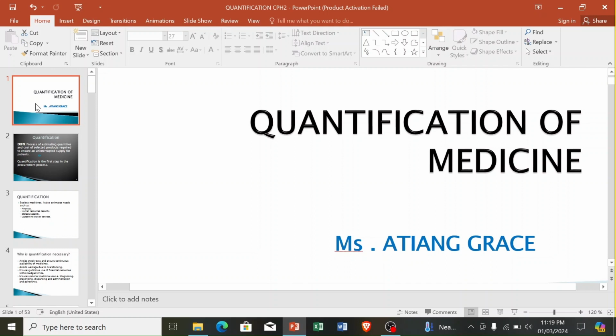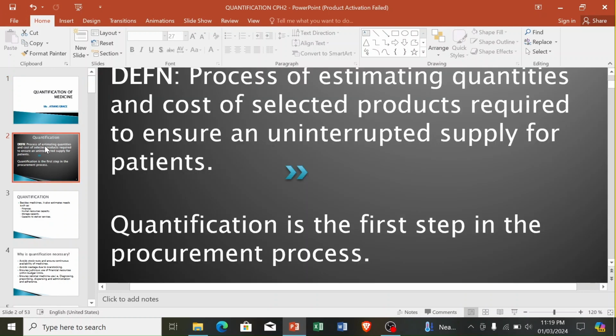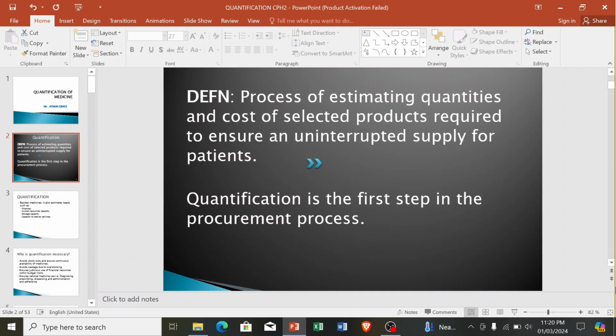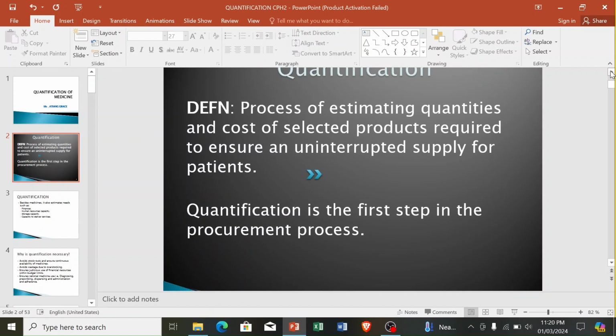Quantification is that specific process that we are going to use to estimate their different quantities. So let us look at what the definition is. Quantification is the process of estimating quantities and costs of selected products required to ensure uninterrupted supply for patients. Quantification is the first step that we have in the procurement process.